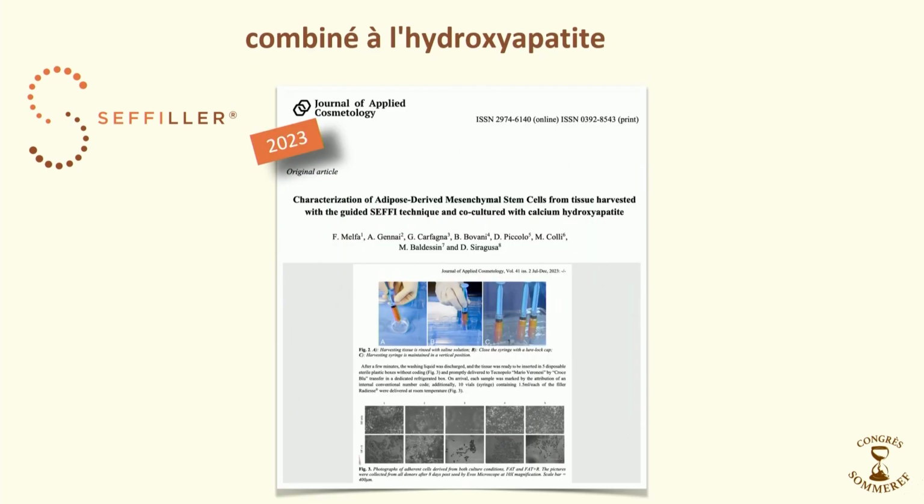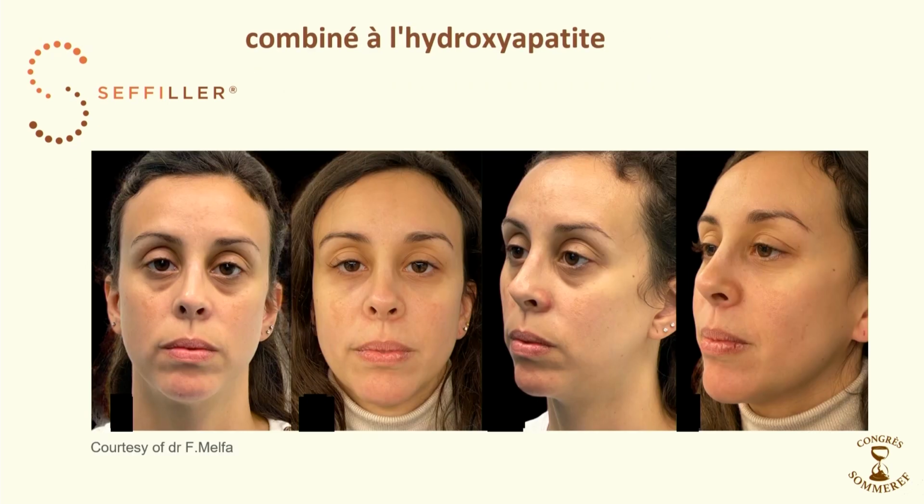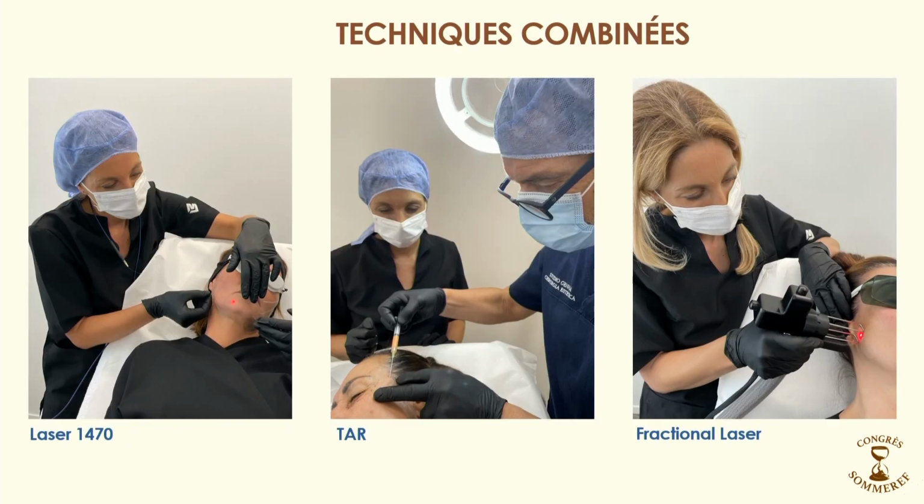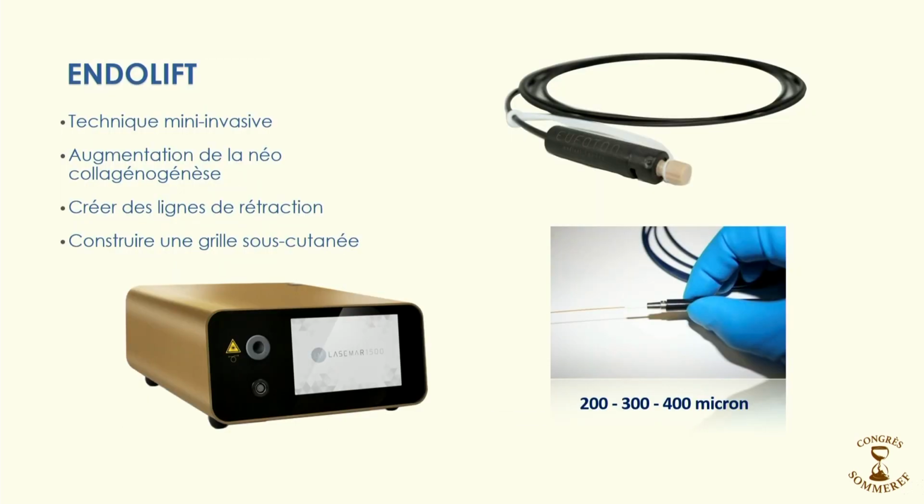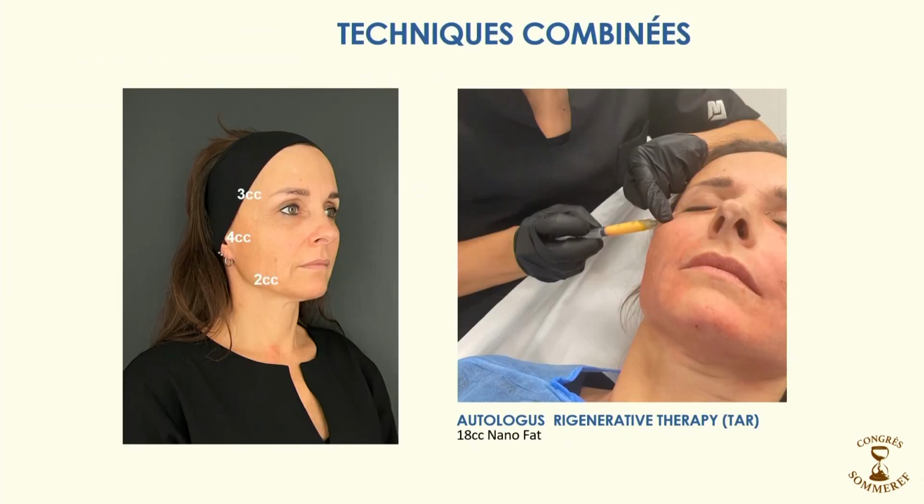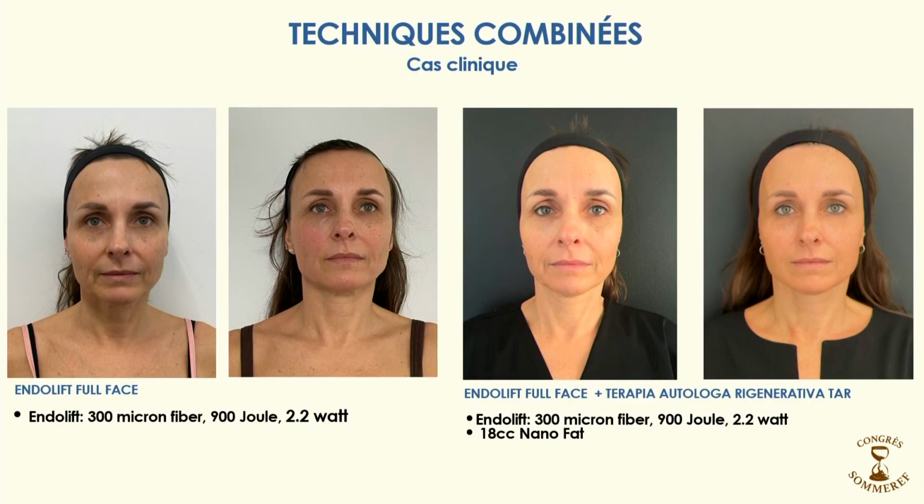This is a young patient treated with the combination of regenerative medicine and hydroxyapatite. This is a combined technique with laser, treated before with laser, with the Endolift to tighten the sagging skin. Then the patient was injected with the autologous regenerative therapy, 9 cc per side. This is before and after treatment.